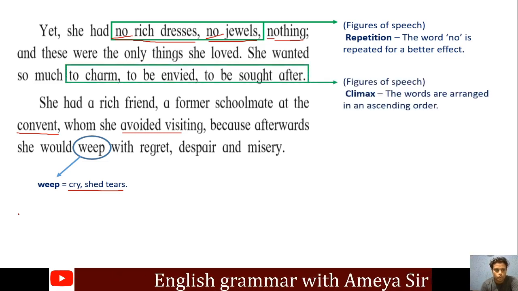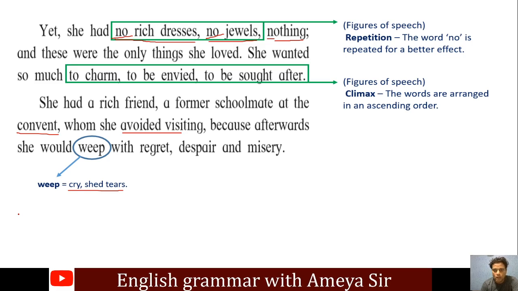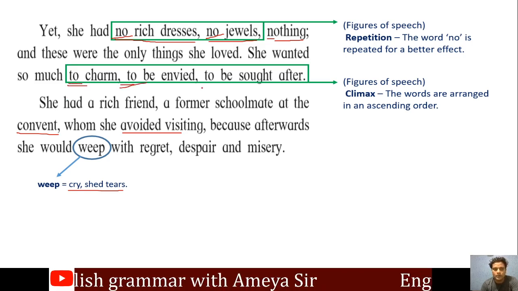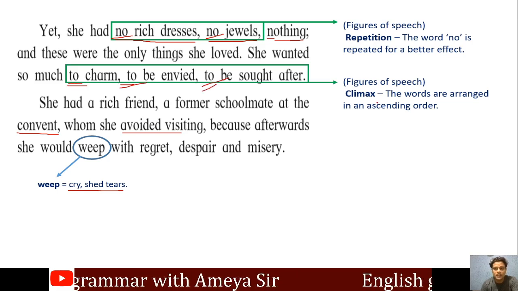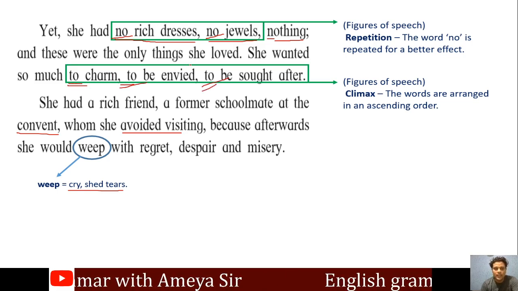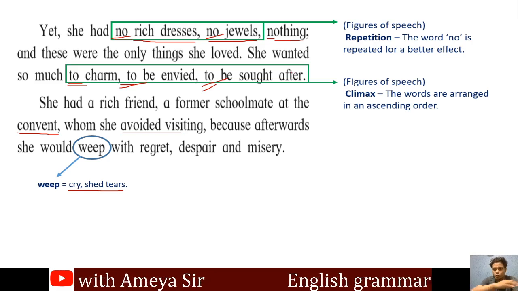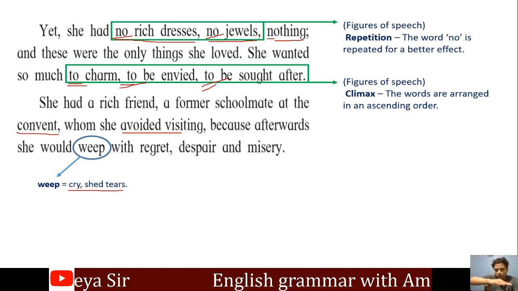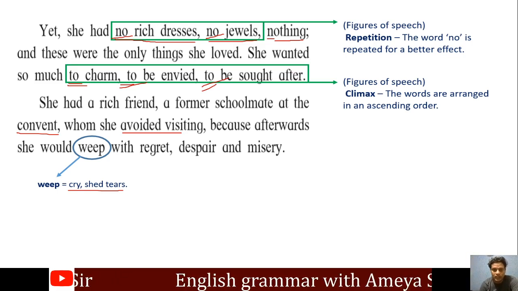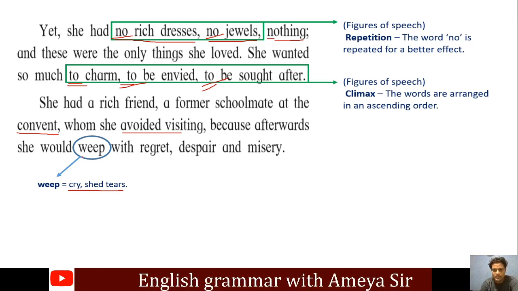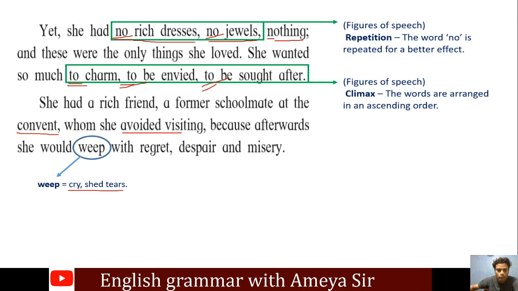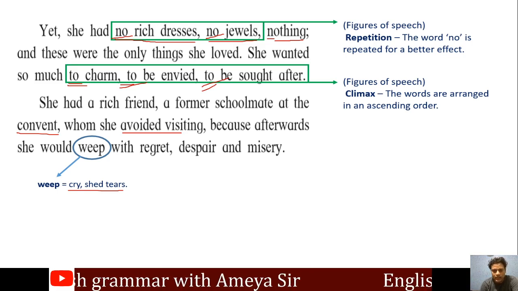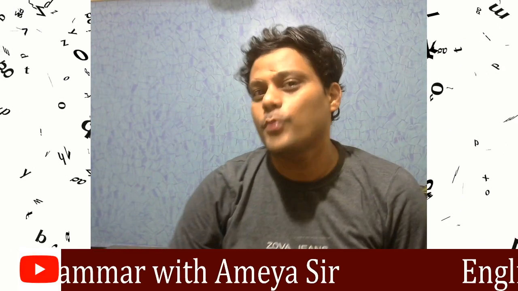Next is to charm, to be envied, to be sought after. Well, you could treat it as repetition, but there is something more important than repetition here. It is climax. To charm, to be envied, to be sought after. See, it has an ascending thing here. It goes one after the other in an increasing order. That's why you say it is climax. If it has to come down, then it's the descending order. It becomes the anticlimax.